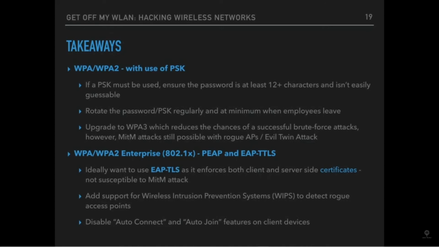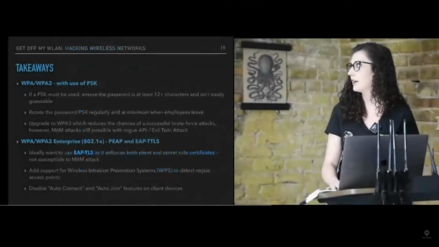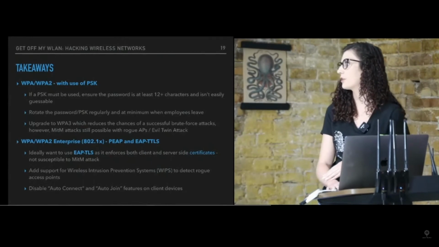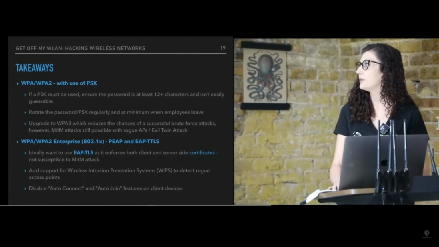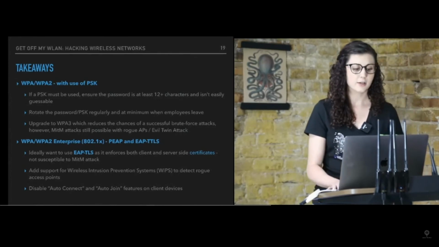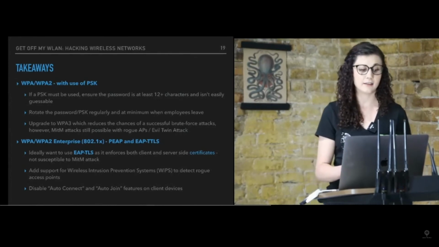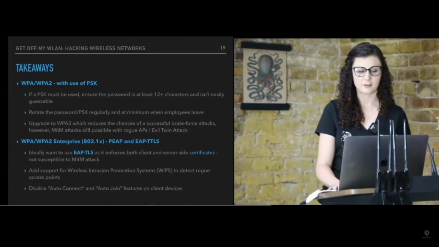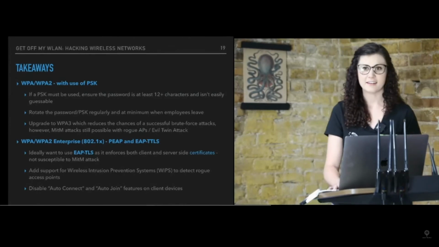I'm like, I wonder when they set the password for this wireless network, right? So if you're not changing it often, these people who now leave your organization can still have network access to connect to your assets. And again, as I mentioned, you can upgrade to WPA3, which reduces the chances of a successful brute force attack. And with WPA2 Enterprise, ideally you want to use EAP-TLS, that configuration enforces certificates on both the client and the server side. And this makes it so that it's not vulnerable to a man-in-the-middle attack.